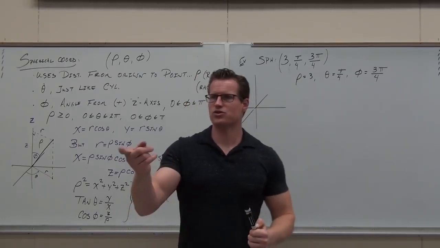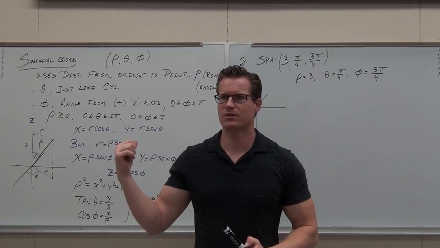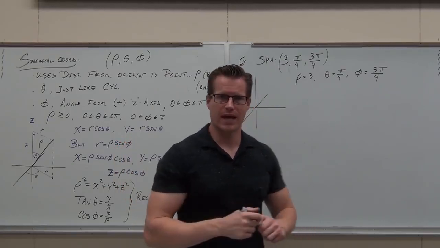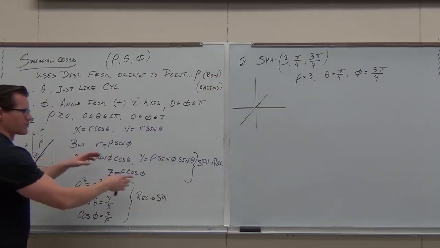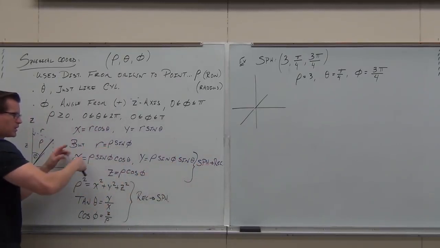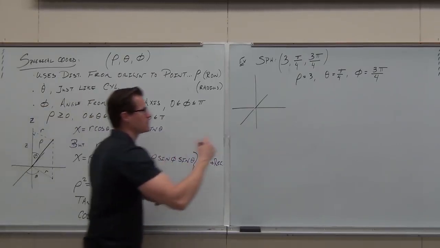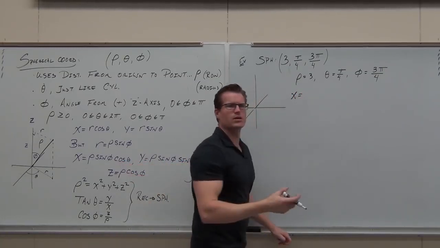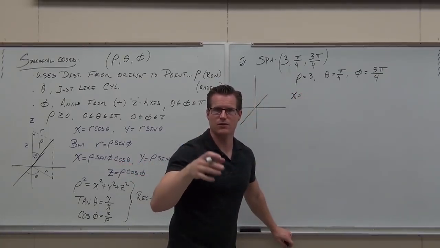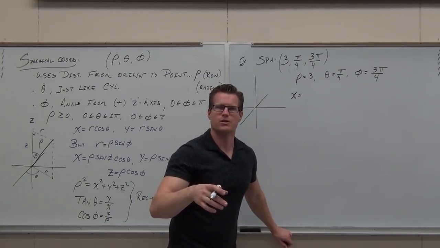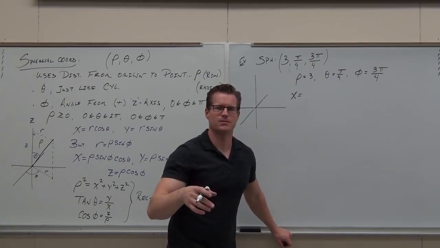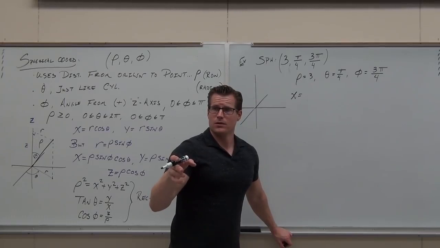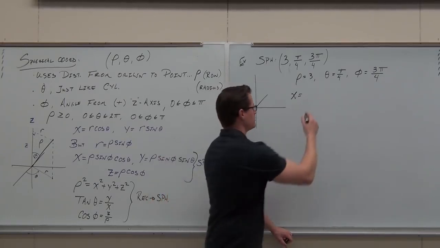Let's go ahead. Do you guys want to try changing that to rectangular? Yes. We have some stuff that shows us what to do. If I want to go from spherical to rectangular, we're going to plug this stuff in. So x equals, well, you know what? We'll do the x together. I'll give you the y and the z on your own. What's the first number I should plug in if I'm doing x? 3, because the rho is 3.